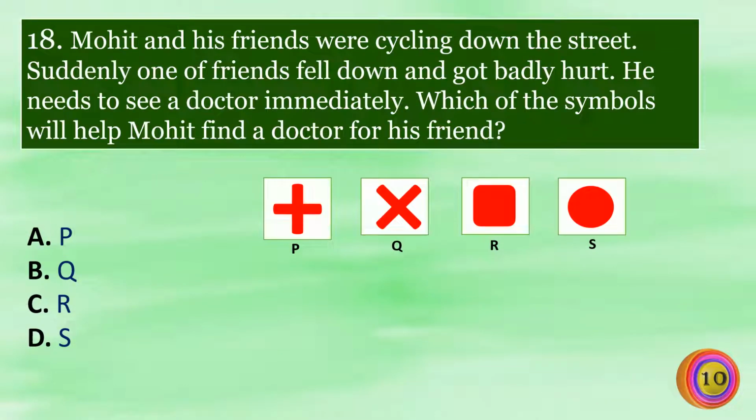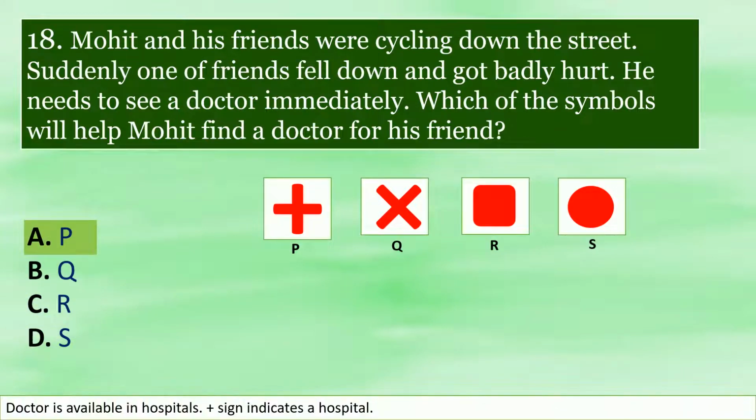Mohit and his friends were cycling down the street. Suddenly, one of his friends fell down and got badly hurt. He needs to see a doctor immediately. Which of the symbols will help Mohit find a doctor for his friend? Doctor is available in hospitals. Plus sign indicates a hospital.